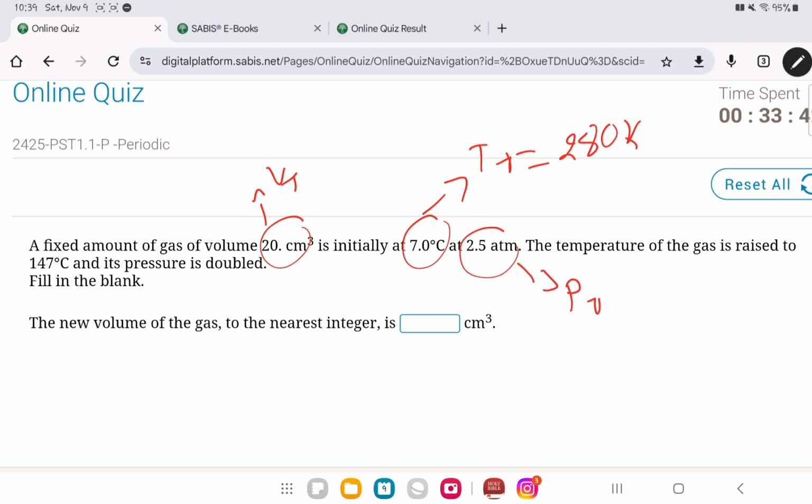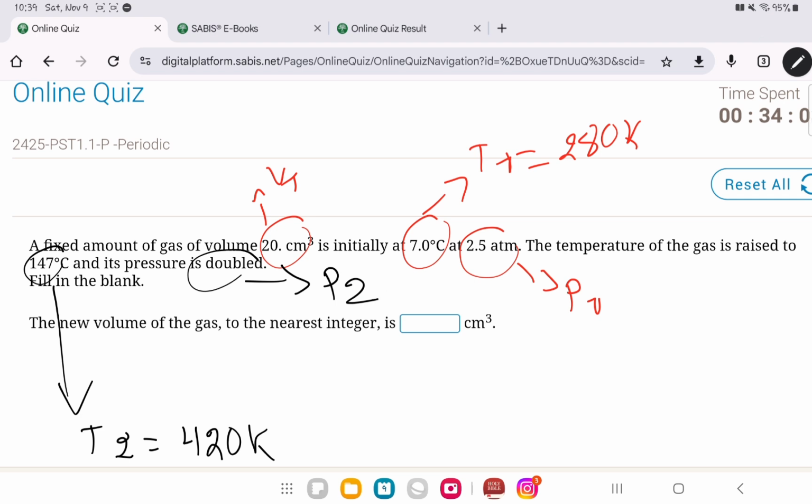The temperature of the gas is raised to 147 degrees Celsius. So temperature 2 in Kelvin is 147 plus 273, so 420 Kelvin. They also told us that the pressure is doubled. So pressure 2 is equal to what? Is equal to 2.5 times 2, which is 5. They need us to find what?